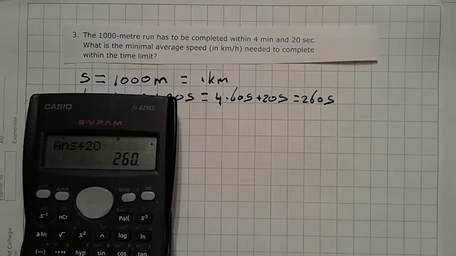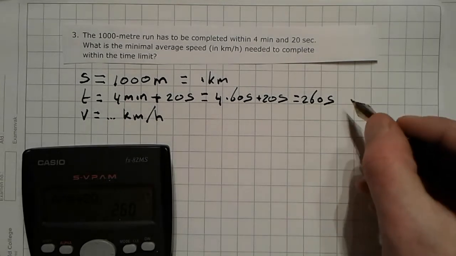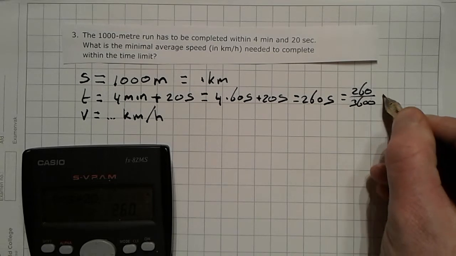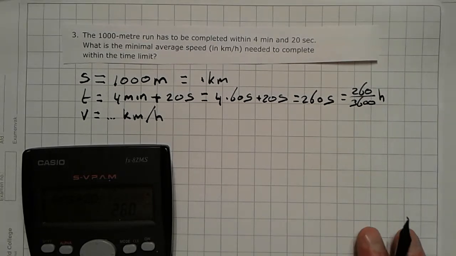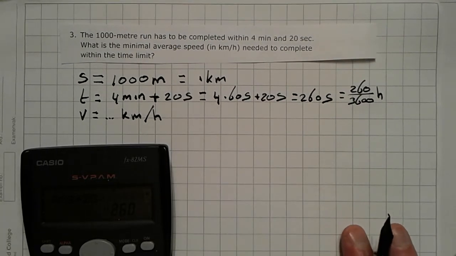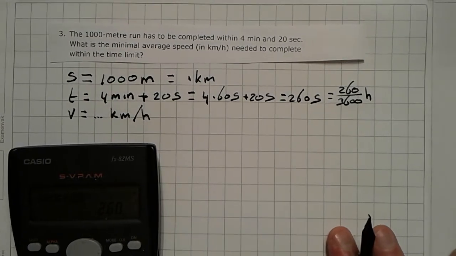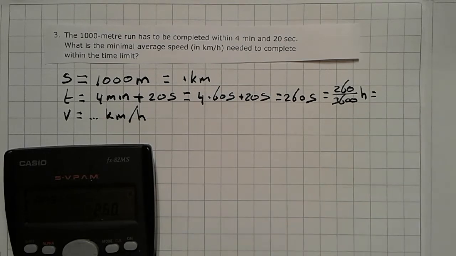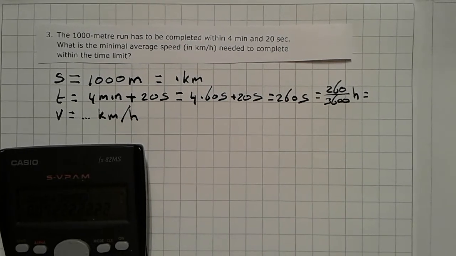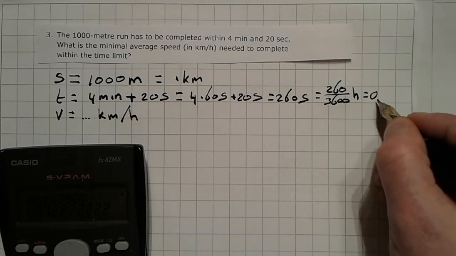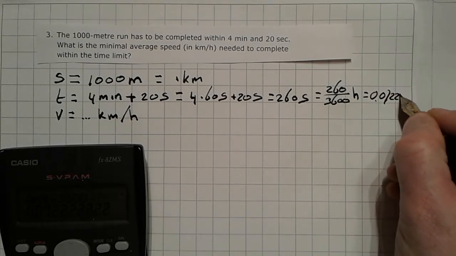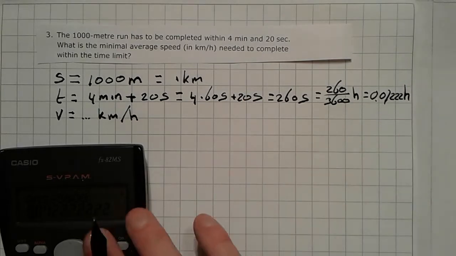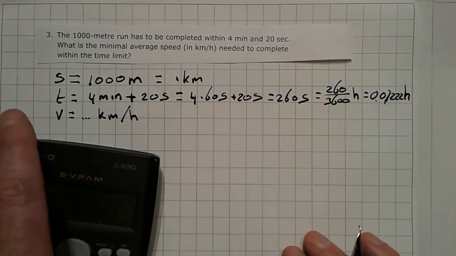So we know there are 3,600 seconds in an hour, so this is 260 divided by 3,600 seconds, and that equals 0.07222. 0.07222 hour. Okay, again, this is already in the memory of your calculator.